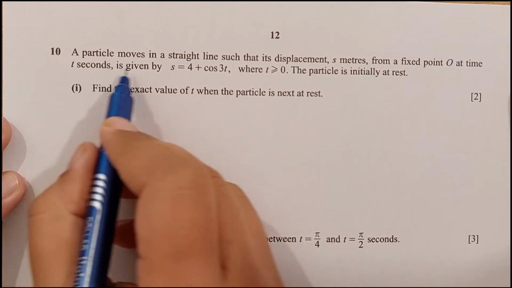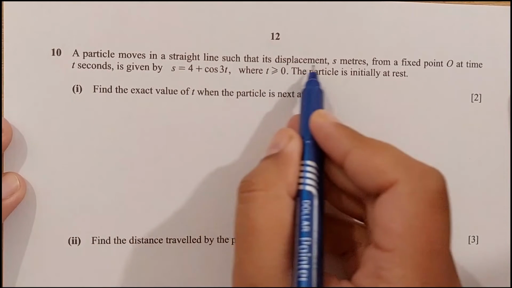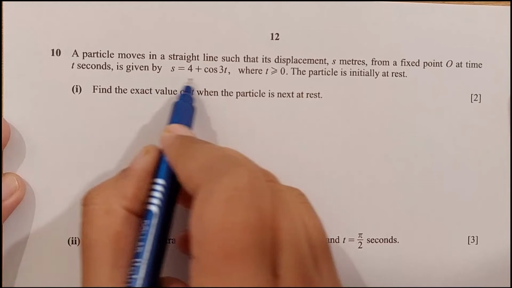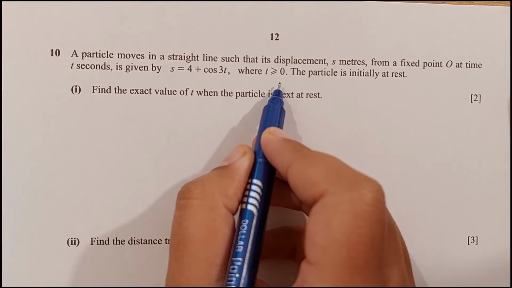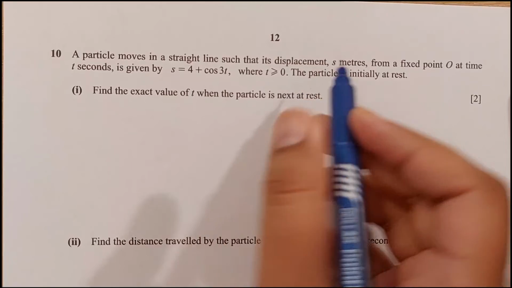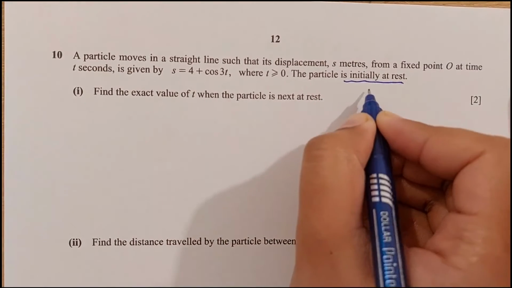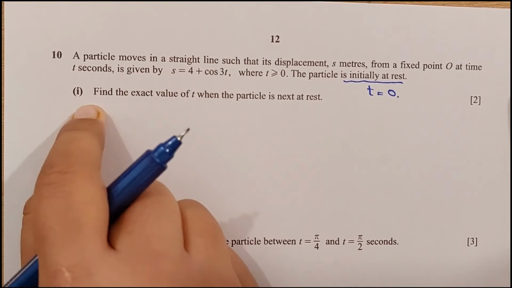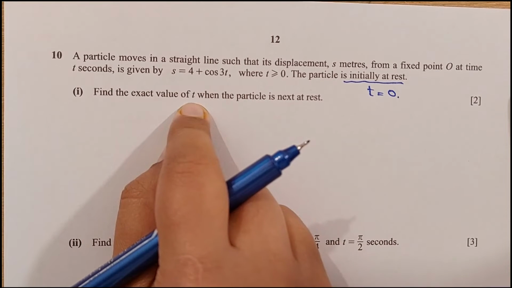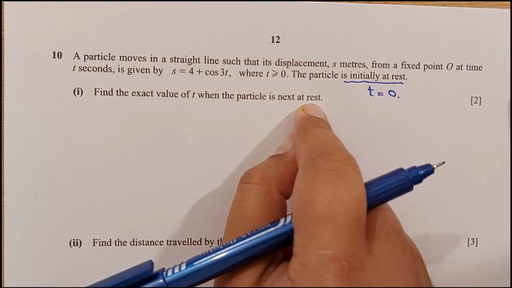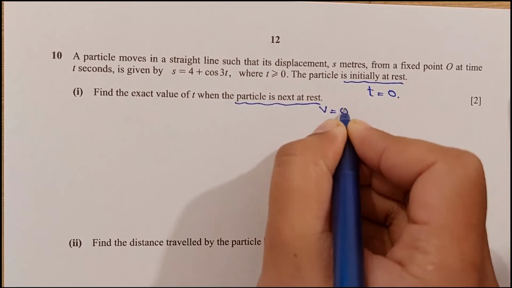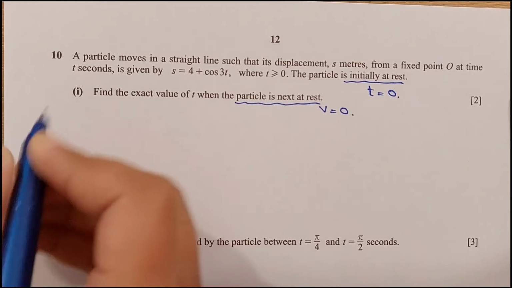Question number 10. A particle moves in a straight line such that its displacement s meters from a fixed point O at time t seconds is given by this, where t is greater than or equal to 0. The particle is initially at rest, meaning at t equals 0, the particle is at rest. Number 1, find the exact value of t when the particle is next at rest, right? So the particle is next at rest when the velocity of the particle is equal to 0.